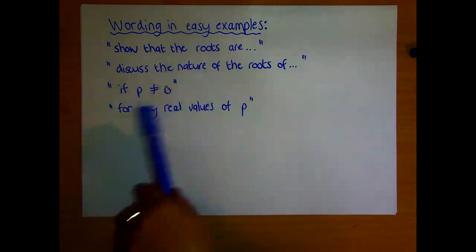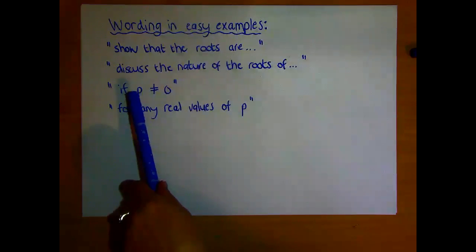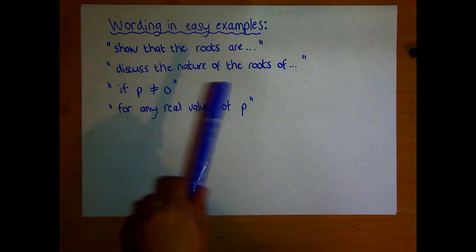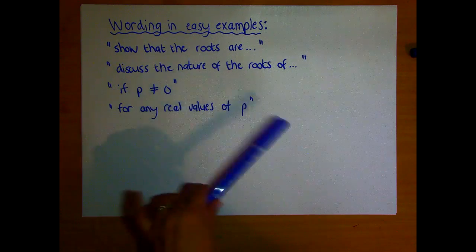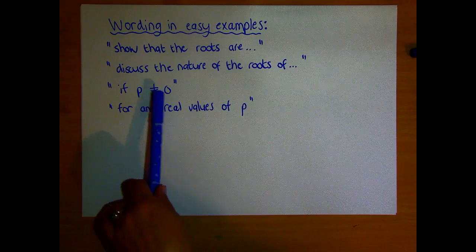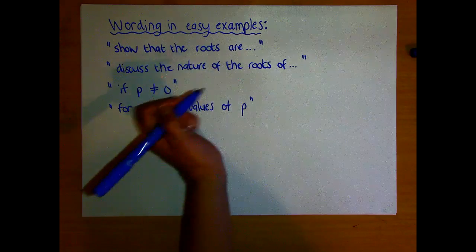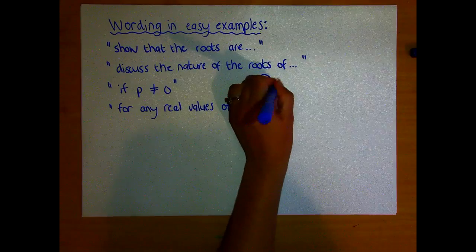Then sometimes what they do is they put in another variable, so your normal equation with your x's in it, and then there's a random p or an m or a q or something in there, and they say if p is not equal to 0. You don't need to do anything special with that. You can just assume. And the same for the next one. You can make that assumption.